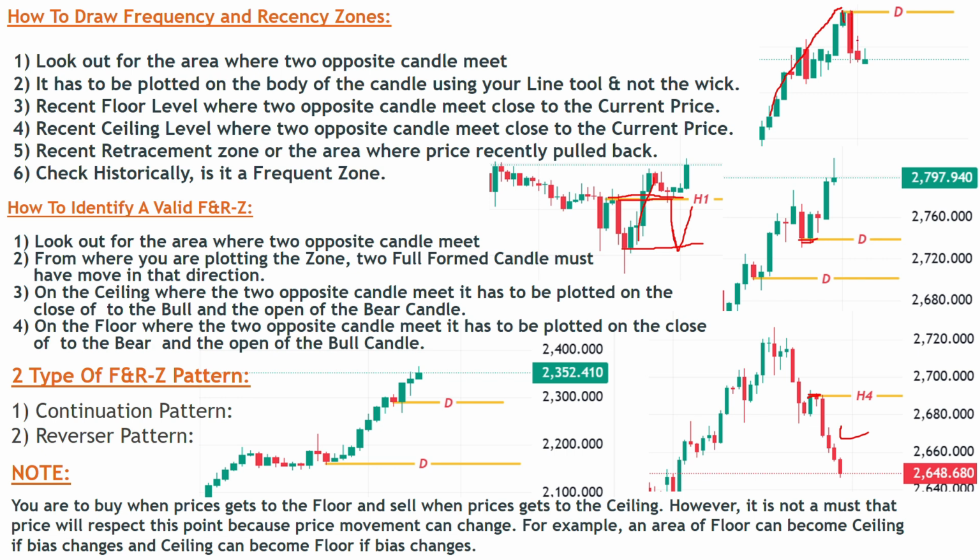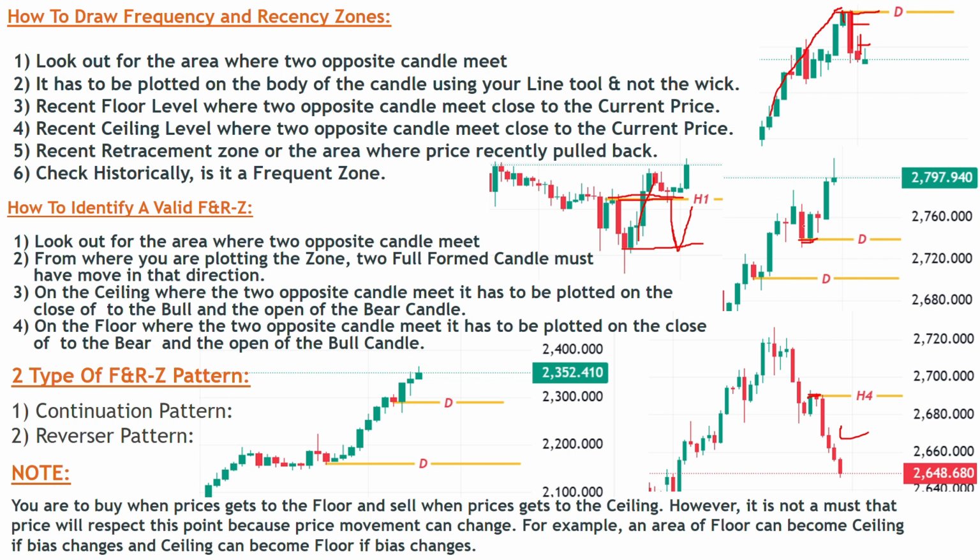Now one has formed, the second one has formed, and now this is the third candle. We don't know the outcome of this candle yet because this third one has not yet fully formed. Since these two, one, two, have fully formed, that makes this zone a valid zone. This for uptrend, this for the ceiling, and this for the floor.